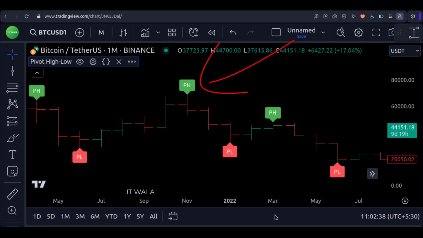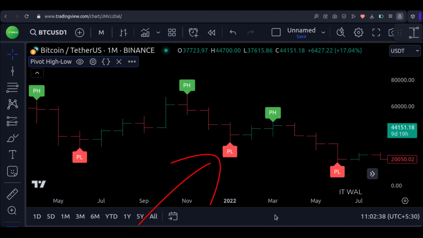So this candle is marked as pivot high, because its high value is higher than the 2 candles to its left and 2 candles to its right. Similarly, this candle is marked as pivot low, because its low value is lower than the 2 candles to its left and 2 candles to its right.